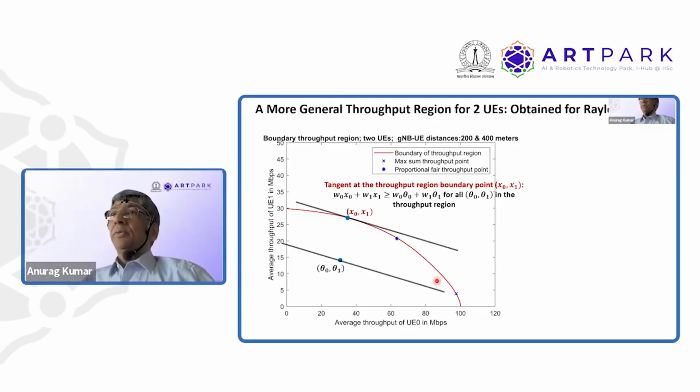How do I learn that? Well, we make measurements over time. We take a particular utility, W0 theta 0 plus W1 theta 1, and I run an algorithm to maximize utility.